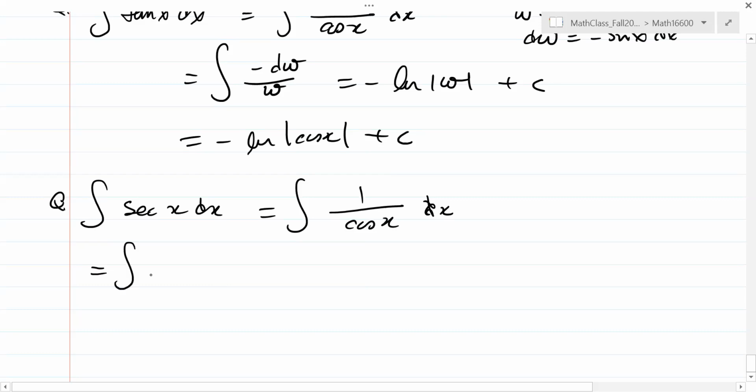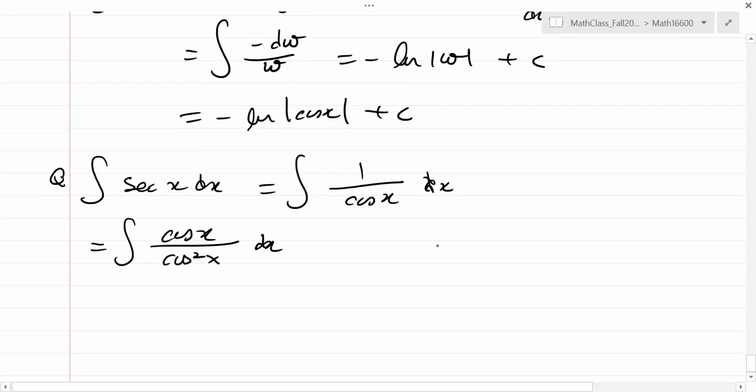So I'm going to multiply by cosine x on top and bottom. This is more complicated, right? Then I find out, hey, this is the solution. I let w be sine x. Then dw equals cosine x dx.